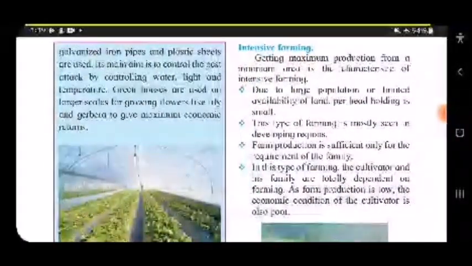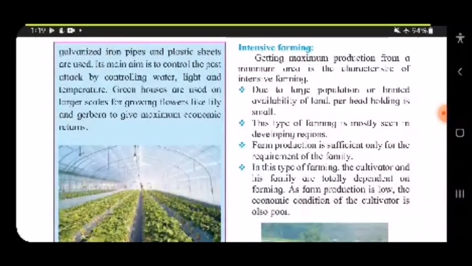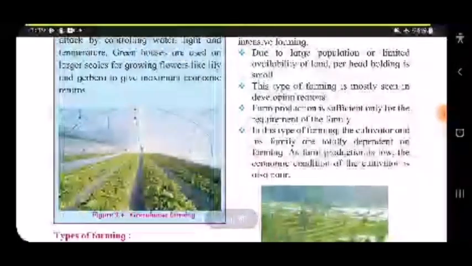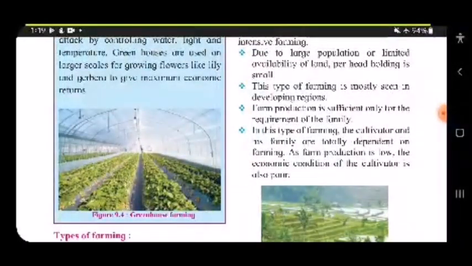Getting maximum production from a minimum area is a characteristic of intensive farming. Due to large population or limited availability of land, per head holding is small. This type of farming is mostly seen in developing regions. Where the countries are developed, you see mostly this farming over there. Farm production is sufficient only for the requirement of the family. In this type of farming, the cultivator and his family are totally dependent on farming. As farm production is low, the economic condition of the cultivator is also poor.